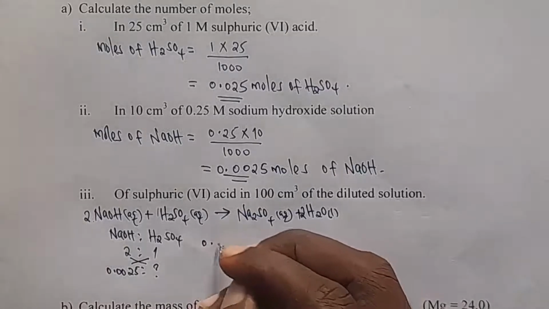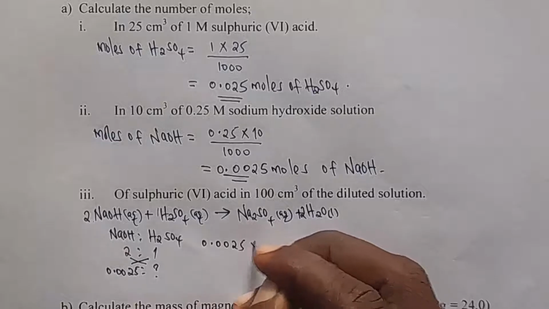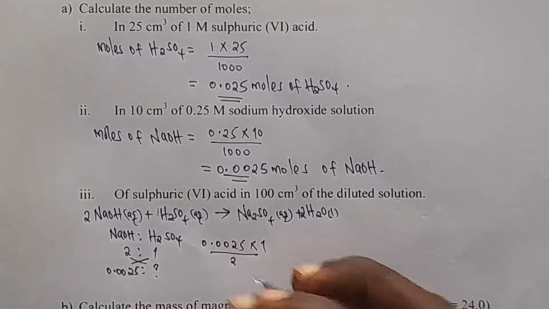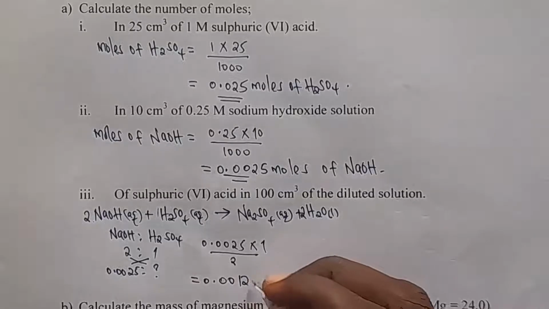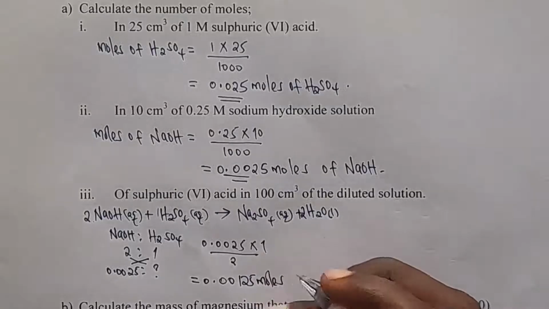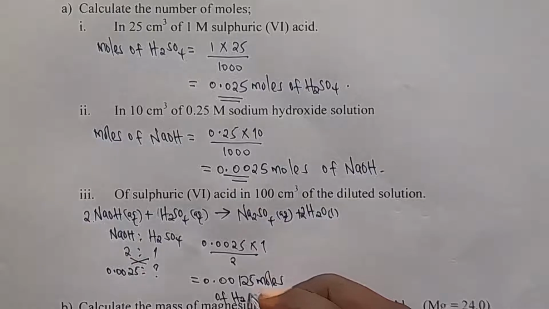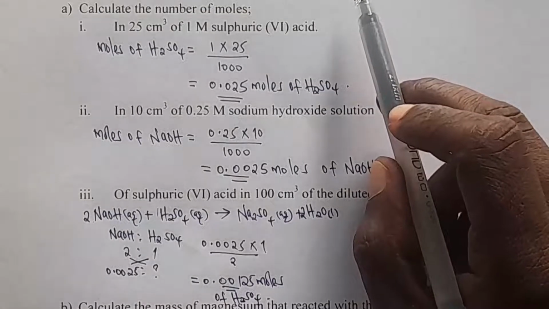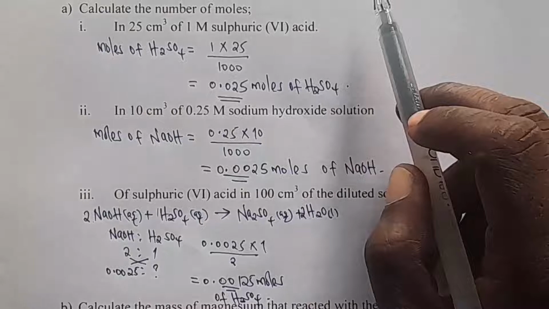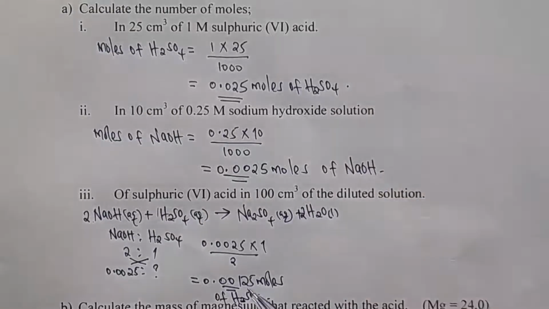So we say, what about the one for sulfuric acid? So we're going to say 0.0025 multiplied by 1 divided by 2. Here we are going to get 0.00125 moles of sulfuric acid. So this is the number of moles of the sulfuric acid in 25 centimeter cube of solution. That means 25 centimeter cube of sulfuric acid had this number of moles.